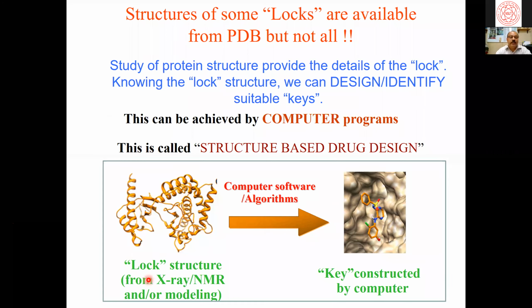So you look at the structure of a protein, or for that matter a DNA or RNA, from X-ray, NMR or modeling, you define the active site, characterize it, and you use different algorithms and software to build a key or identify a key from a bunch of keys which can best fit the lock, or the protein structure that you are studying.